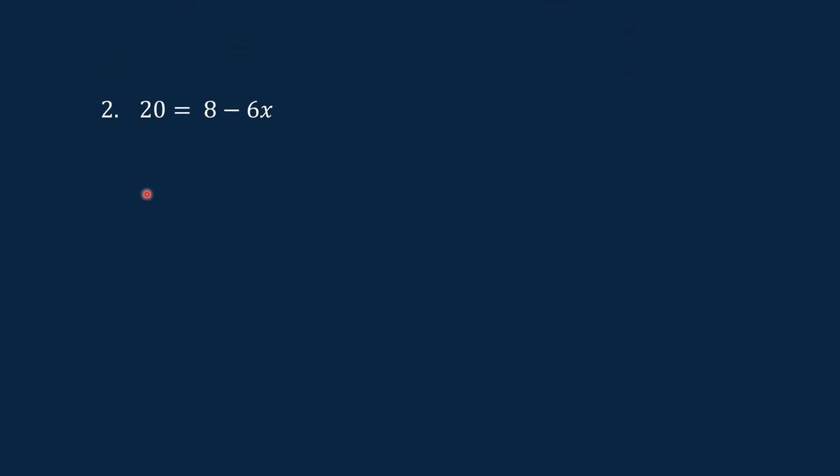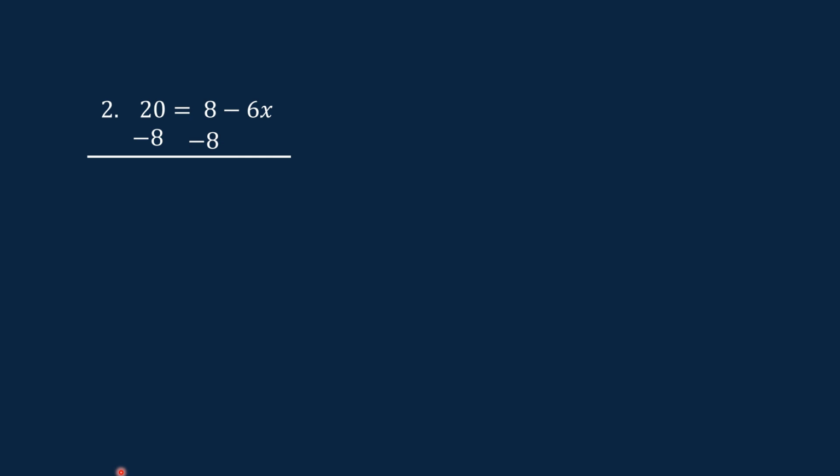Number 2. 20 is equal to 8 minus 6x. To solve for x in this equation, we must isolate x. First, we get rid of the constant term on the right side. So this is positive 8. So we subtract 8 from the right side and also from the left side of the equation to balance the equation. So minus 8, minus 8.